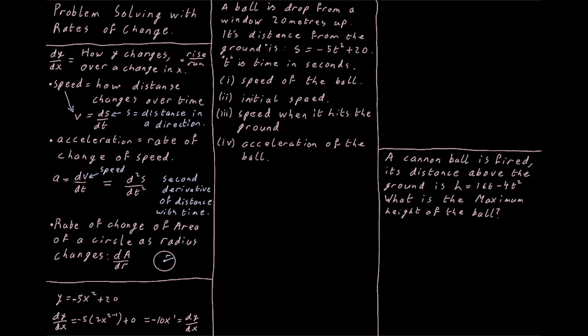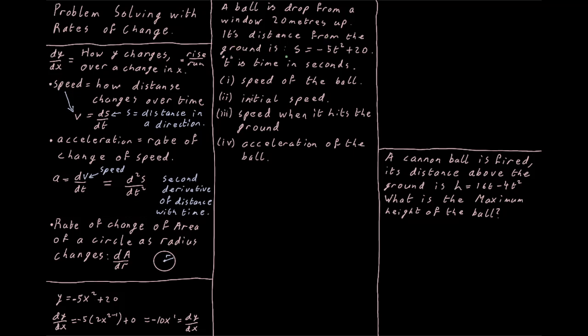Let's go to a story now and see if we can figure out our rates of change for this situation. So a ball is dropped from a window 20 meters up. So the window is 20 meters up, the ball gets dropped out of the window.